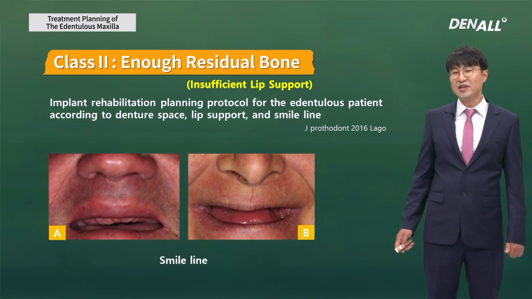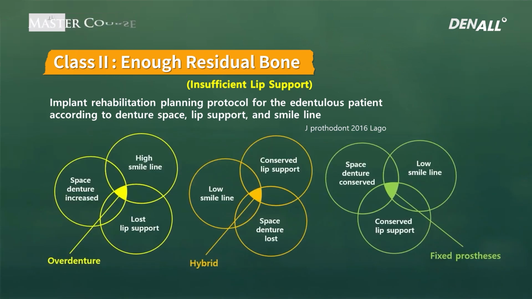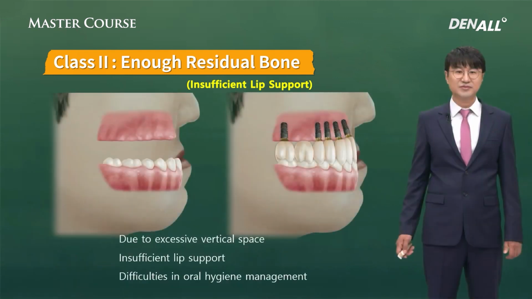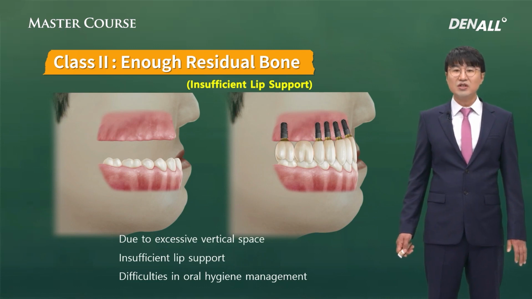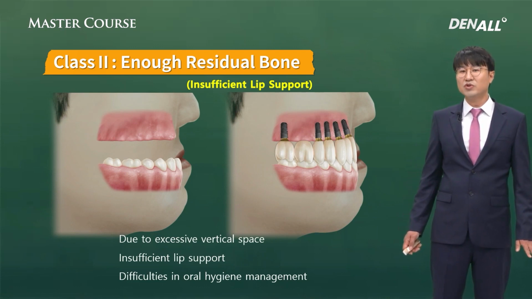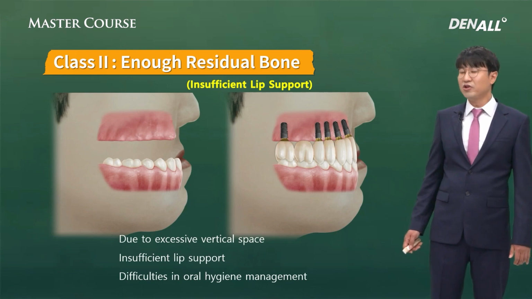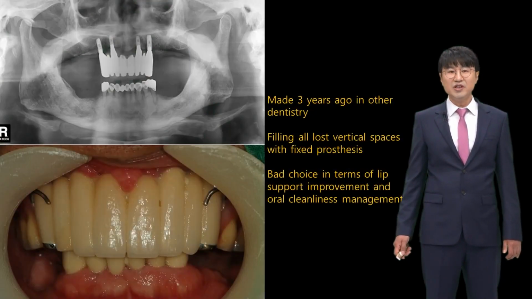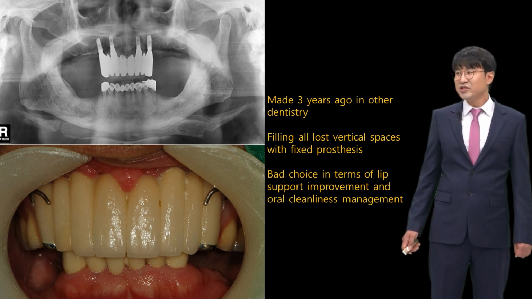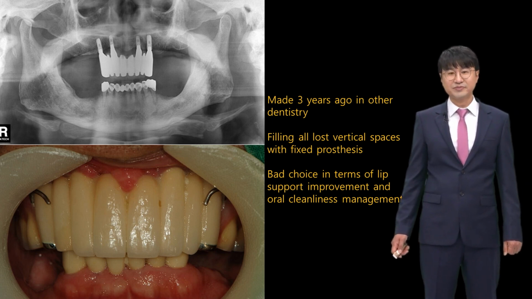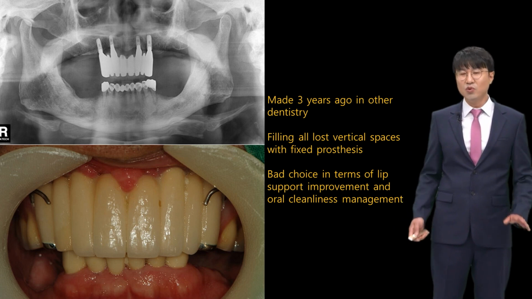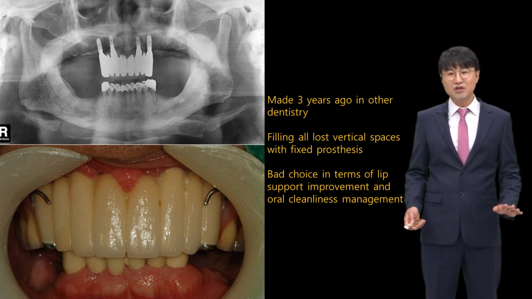So pay attention, please. Smile line, of course, is also another important consideration. If it's in the maxilla, the prosthesis cannot be chosen based only on the patient's requirement. That's what Lagos said, and it gives you a lot of takeaways. So vertical space, if it's too excessive and you use a fixed prosthesis, then oral hygiene management might be very difficult. As I showed you in another lecture, it was done 3 years ago by another dentist. Filling all the lost vertical space with a fixed prosthesis makes oral hygiene management very difficult.